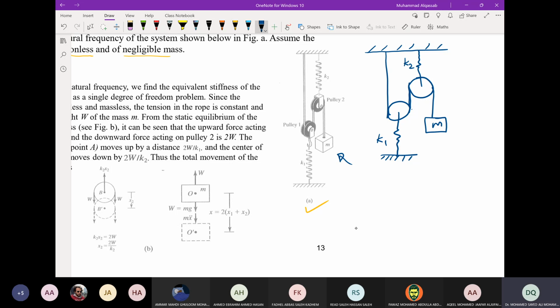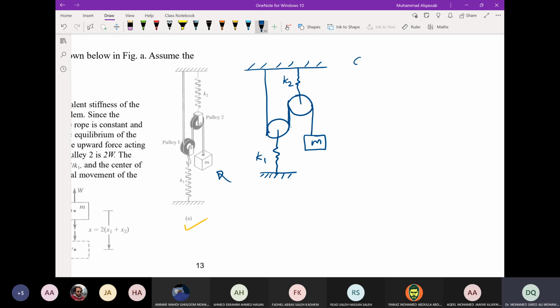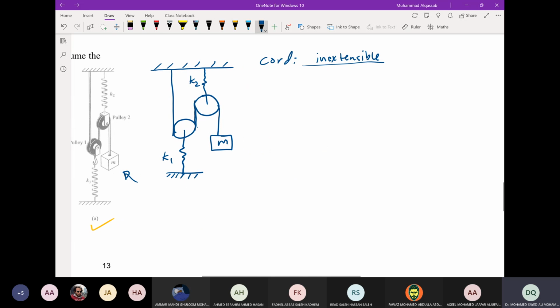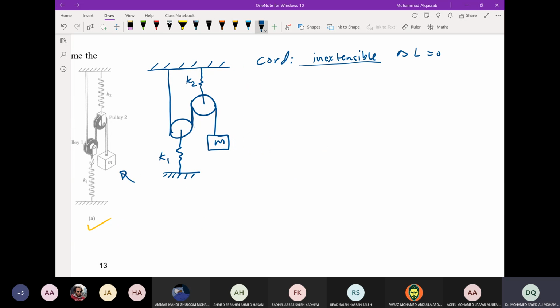The pulleys are named 1 and 2, and they are assumed to be massless and frictionless. One more thing we can add in assumptions is that the cord is inextensible, so it will not change in length. That is, delta L is 0, not elastic. The springs are massless. We have only this mass.